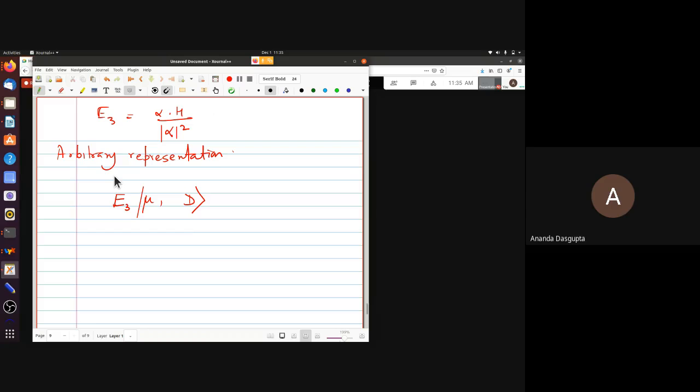Like all good physicists, we are not cluttering things up notationally. We are using the same notation for the generator, the operator corresponding to a particular Lie algebra element, and the Lie algebra element itself. So this E3 acting on mu comma D, what will it give you? E3 is simply, remember, alpha dot H. The alpha i's are just numbers. Hi is the operator. What does Hi give you acting on mu?